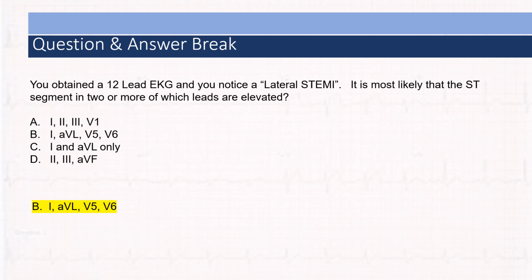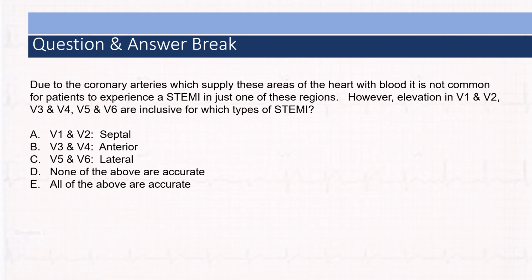Consider again the camera angles in those leads. They are all from the left side of the body. They all look at the left lateral portion of the heart. Due to the coronary arteries, which supply these areas of the heart with blood, it is not common for patients to experience a STEMI in just one of these regions. However, elevation in V1 and V2, V3 and V4, V5 and V6 are inclusive for which types of STEMI?